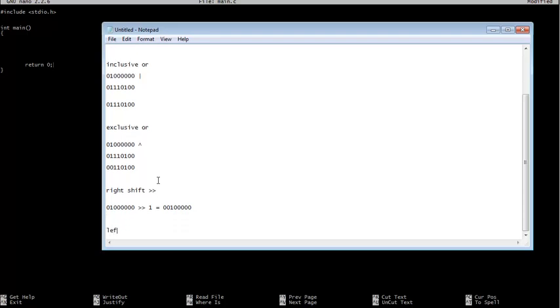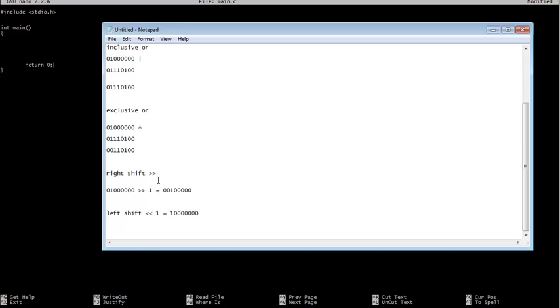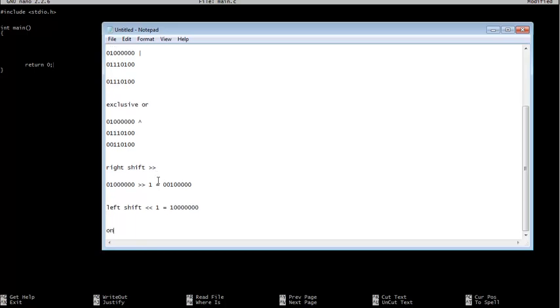Then we also have left shift, and that's obviously the other way around. If we were to do that with 1, you would get, which would be 128.